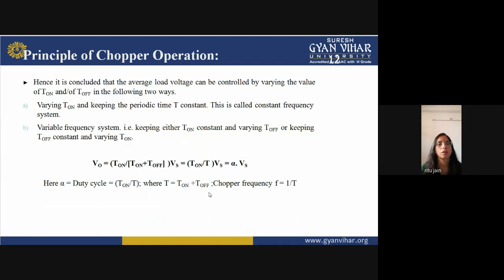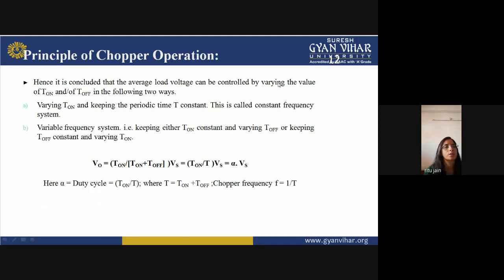Now let's come to the next point. Hence, it is concluded that the average load voltage can be controlled by varying the value of T on and T off in the following two ways. First, varying T on keeping the periodic time T constant. This is called constant frequency system. Second, the variable frequency system, keeping either T on constant and varying T off, or keeping T off constant and varying T on. So output voltage is equal to T on upon T on plus T off into Vs.